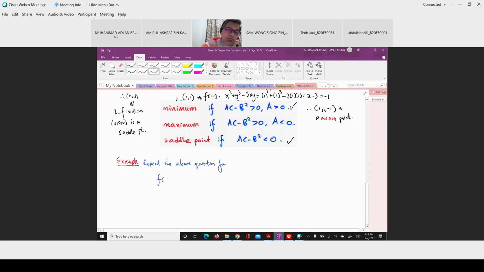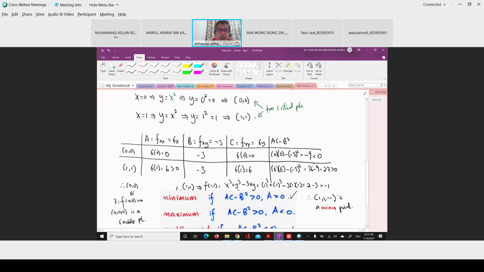For f(x,y) equal to xy squared plus y squared minus x squared over 2 minus 2x plus 3. Okay, before I solve this problem, let me remind you about something here.